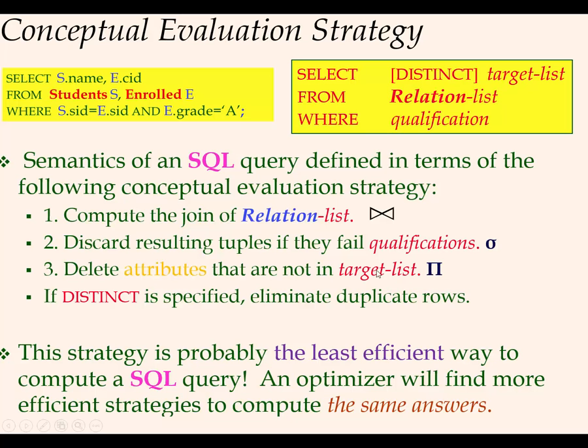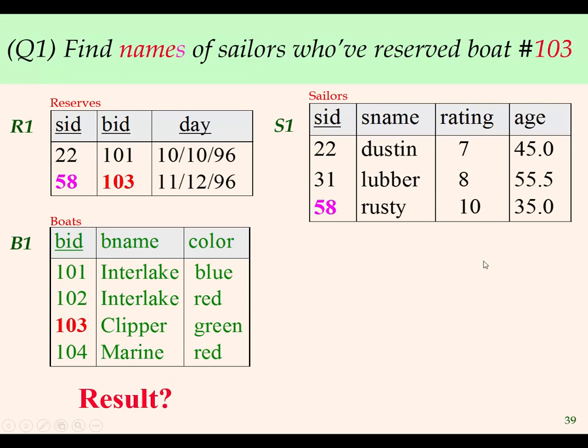Because when you actually do a join, let's say you have a relation 1 that's 1,000 tuples and relation 2 that's 6,000 tuples, you'll end up with the join relation that's 1,000 times 6,000 tuples, and that's a lot.